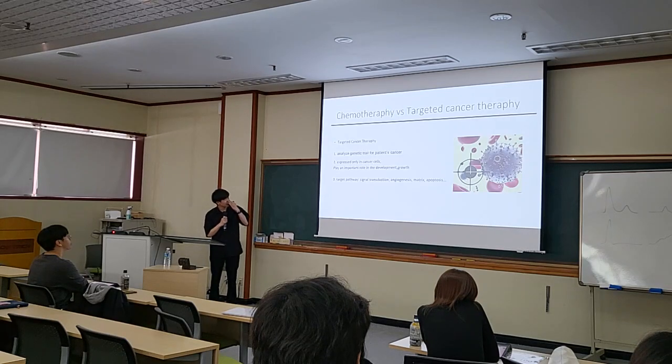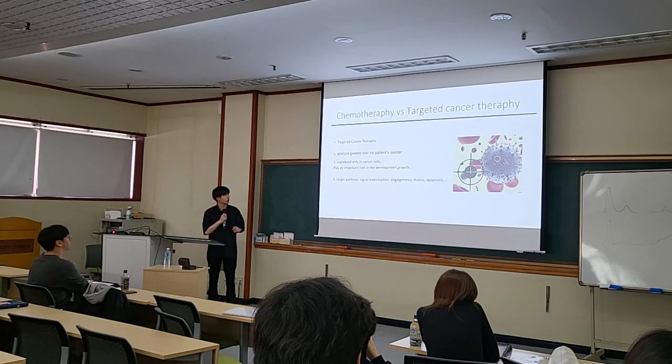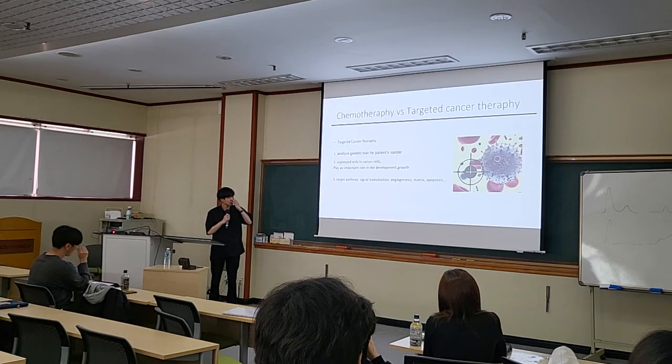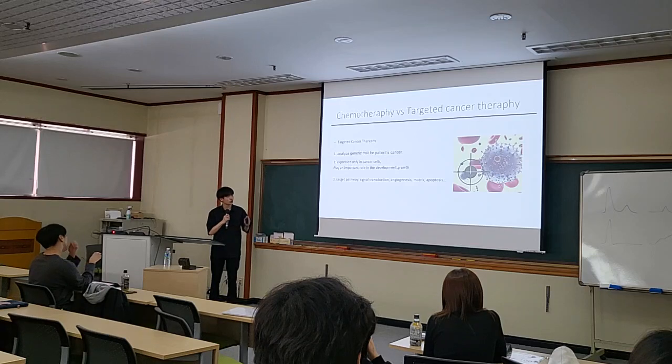For targeted cancer therapy, first we take some part of the tumor from the patient and we analyze the genetic traits of the patient's cancer. And then we need to find a target, and the target should be expressed only in cancer cells, not in critical organs, and it should play an important role in the development or growth of the cancer cells. And we can find the target along the pathways: the signal transduction pathway, angiogenesis pathway, matrix pathway, and apoptosis pathway.